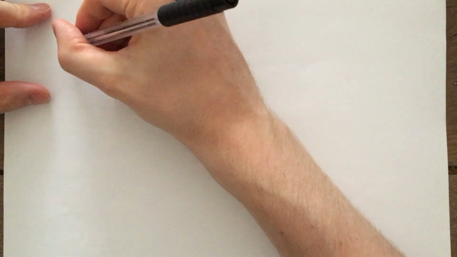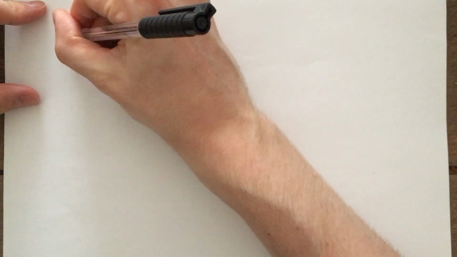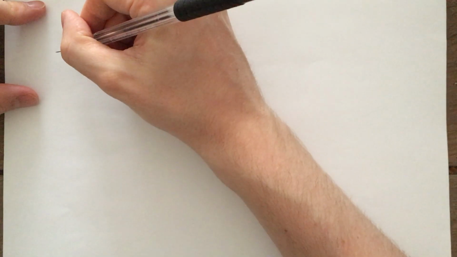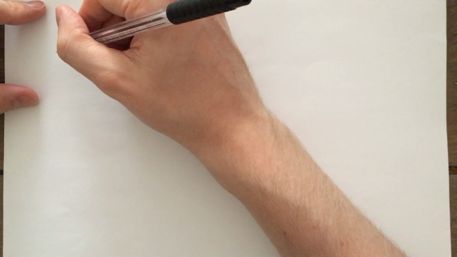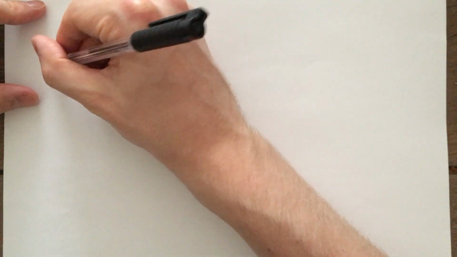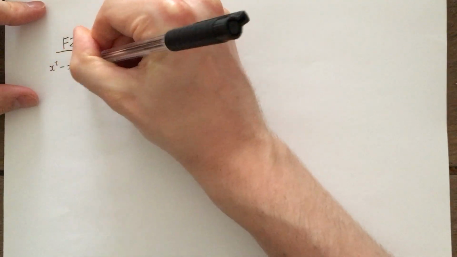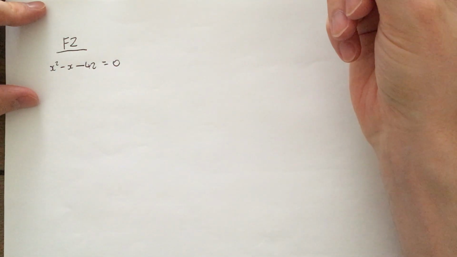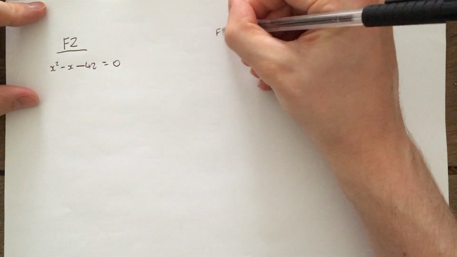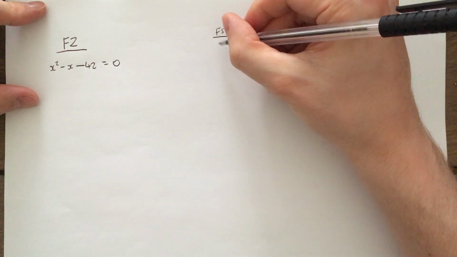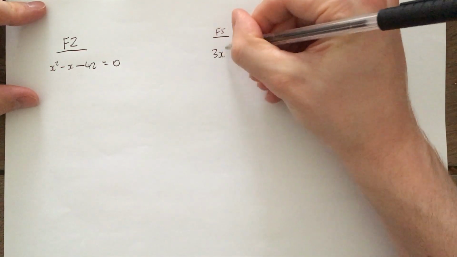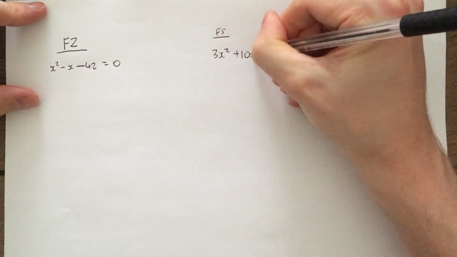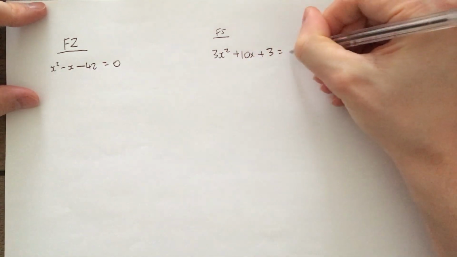Now, before I do F5 and F6, I'm going to remind you, just like I did in the previous video, about F2. And you'll see why in a second. So let's say I said x squared minus x minus 42 equals 0. Okay? I'm going to compare that with F5 right now. Question F5 might look a bit like this. 3x squared plus 10x plus 3 equals 0.